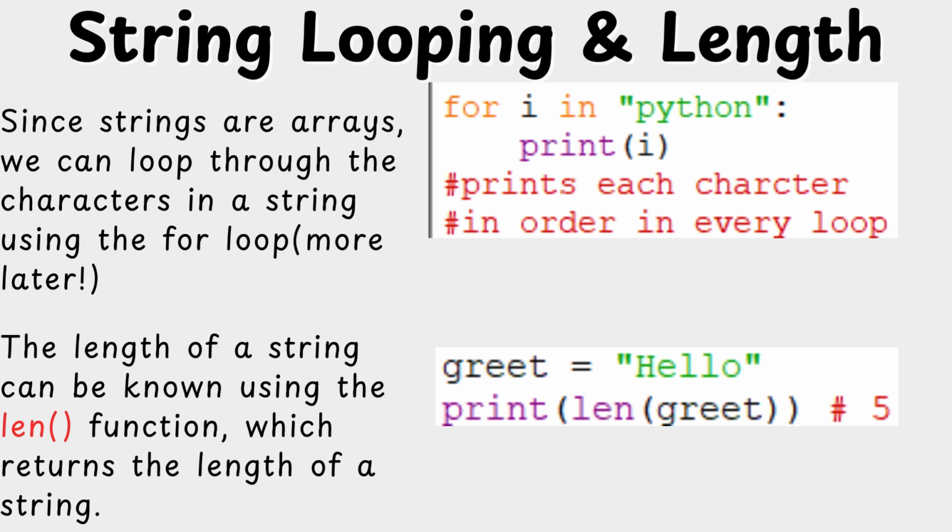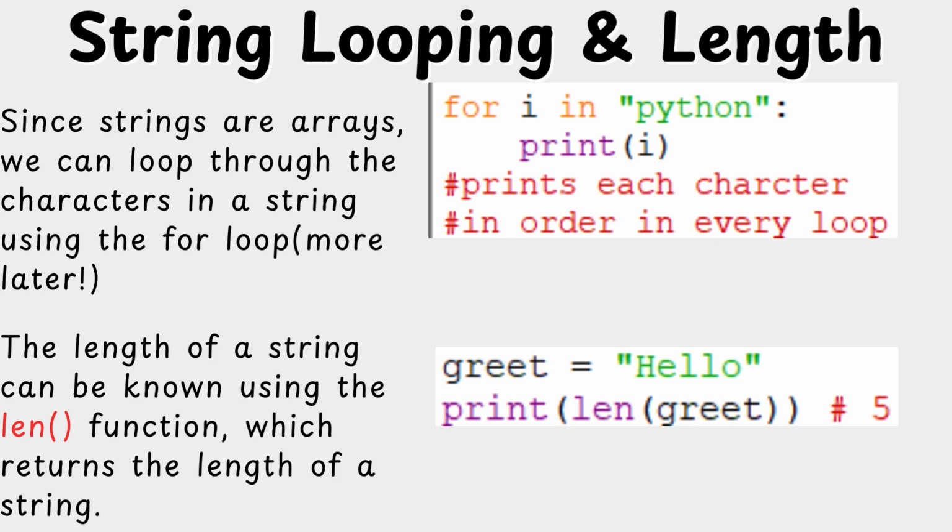Now, since strings are arrays, we can loop through the characters in a string using the for loop. And we're going to talk about this later. But for now, let's just touch on it a little bit. Now we have for i in the string Python, and then we put a colon, and then we put indentation, and we print i, or put in what we want it to do, the line of code. What this does is that it goes through every index, every position in that string, and it brings out the character in that position and prints each of them in every loop.